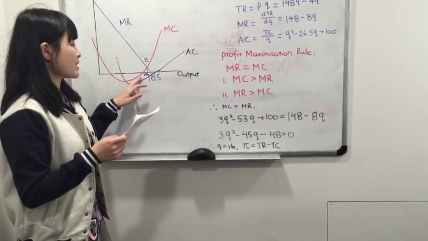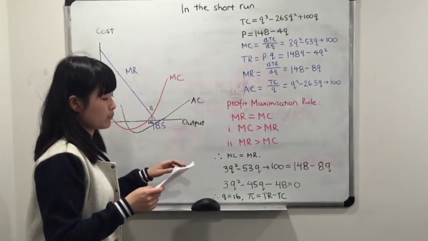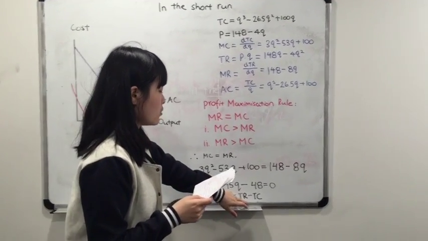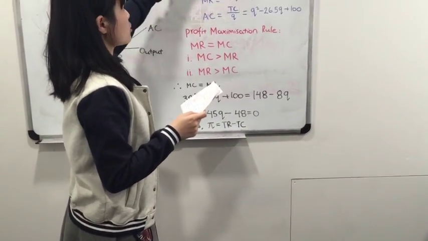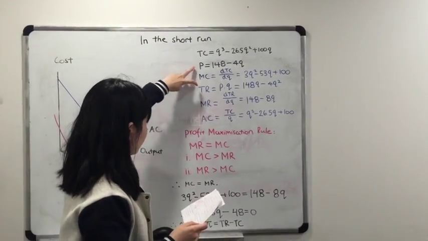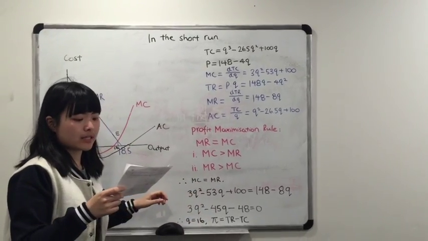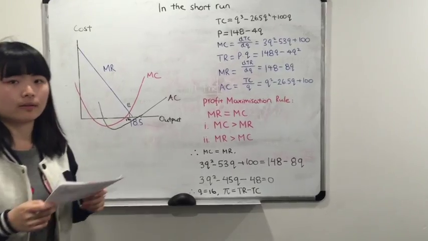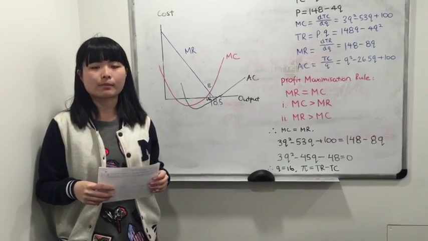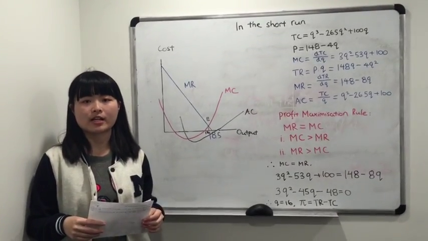So when Q equals 16, we can get the maximized profit, which is total revenue minus total cost. We can put Q equals 16 back into the two formulas, and then we get the maximized profit equal to $2,432. Now Sam will explain the long run scenarios.